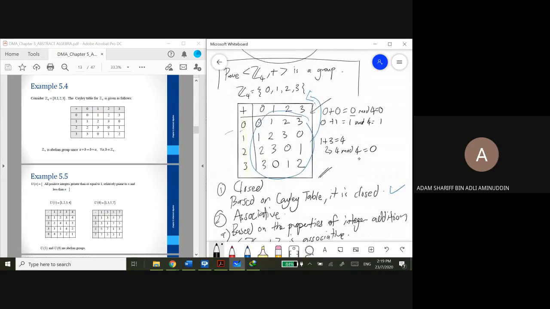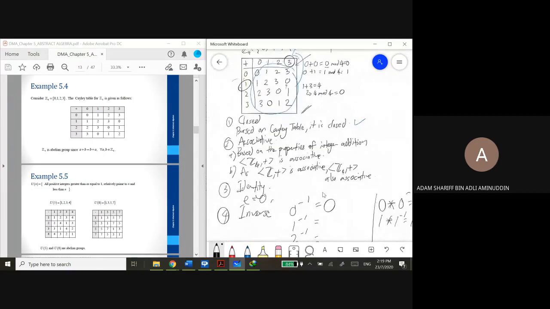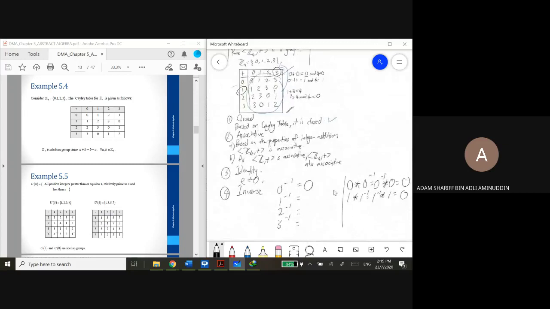Okay. 1, you add up with what modulo 4, you get back 0? I repeat. 1, you add up with what element on the top here, you get back the identity, which is 0? It is 3. You get 0. Therefore, the inverse of 1 is 3. The inverse of 2, you get 0, is itself. And the inverse of 3 is 1.